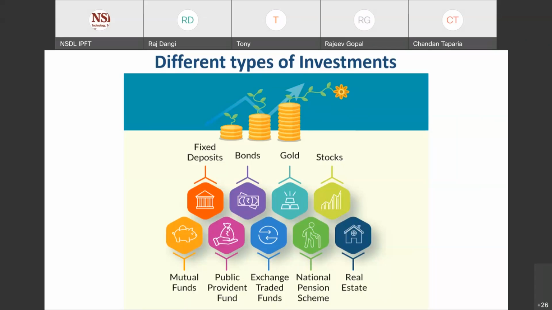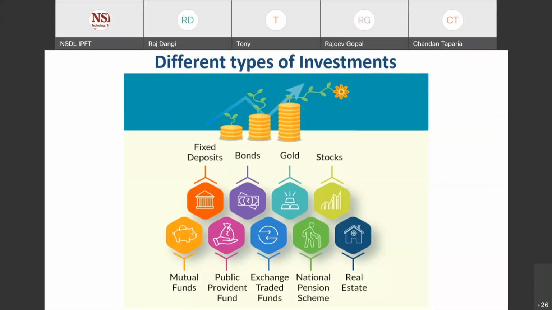Now, among other asset classes, you have stocks you can buy. If you don't know about stock selection, you can go with mutual funds. The fund manager will do it on your behalf, and you'll be getting NAV proportions. Then PPF is there. People buy ETF, NPS, and you can buy property also.